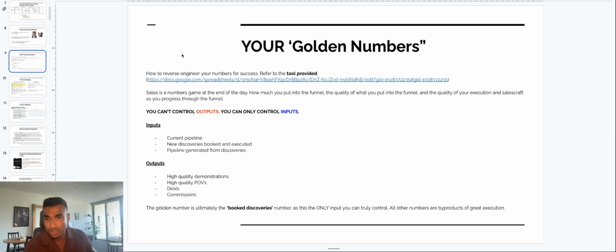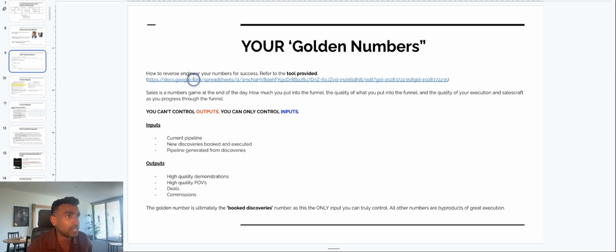Now, how do you reverse engineer to understand what your activity levels need to be? And this is a really important exercise that you do. This will keep you sane. This is one of the key numbers that I would track religiously every freaking day and every week. I knew I had a good week when I hit my golden number. I knew I had a bad week when I didn't hit my golden number, right? So what is your golden number? It's the number of net new meetings you book this week. That is your golden number.